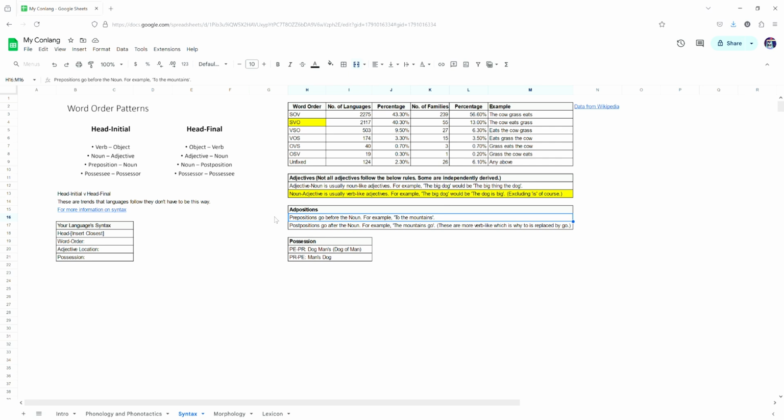For adpositions, there are prepositions and postpositions. Prepositions would be to the mountains, and postpositions would be the mountains too. I'm still going to follow the head initial path and choose prepositions.